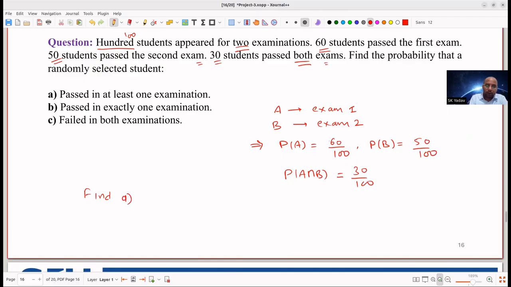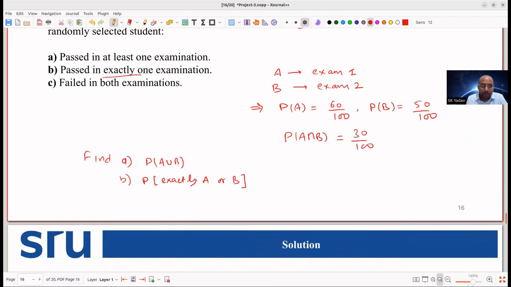First one is probability of A union B. Second one, the B part, is the probability that a student passes exactly one exam. So you have to find P of exactly A or B, that means not both. So exactly either A or B, not both.